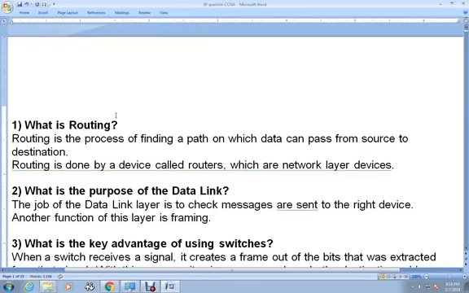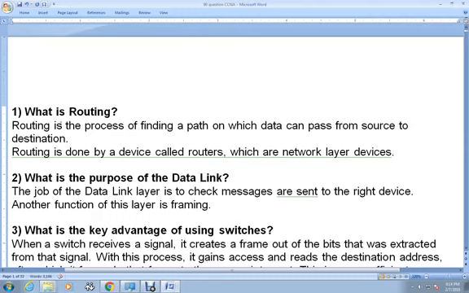So guys, let me begin this video with a very simple question. The very first question: what is routing? Routing is a process of finding the path on which data can pass from one place to another, or one computer to another computer, from source to destination. This is known as routing. Routing is done via a device called a router. If you are talking about routing, it will be done by routers only, which are network layer devices. So this should be very clear. There should not be any confusion or doubt in this very basic question.